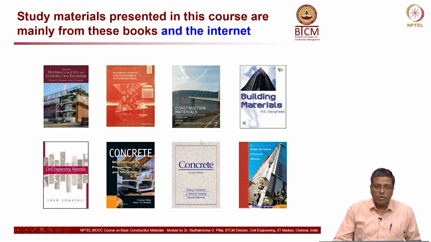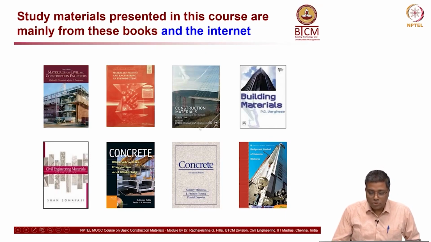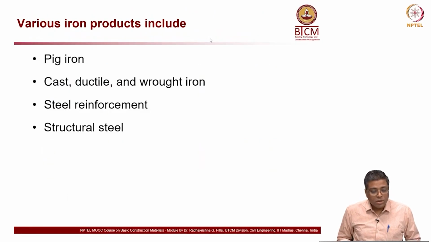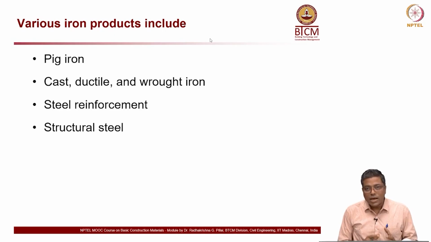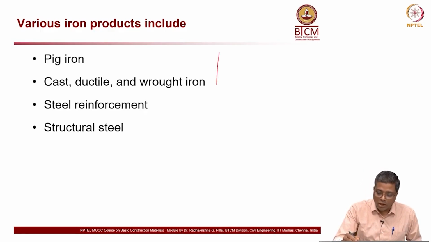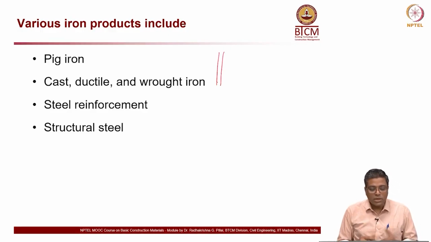These are some of the books I have been using, and a lot of material from the internet has been used for this particular lecture. Now, what are the various iron products? They include pig iron, then cast, ductile and wrought iron. These we will be covering today, and steel reinforcement and structural steel will be covered in the subsequent lectures. But these are the major iron and steel products.